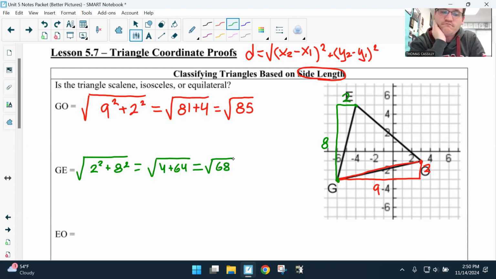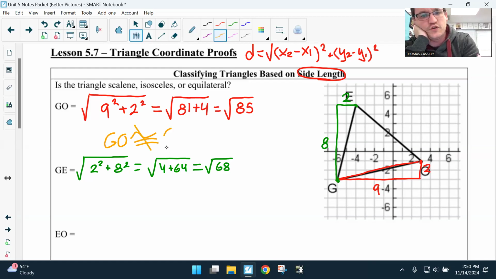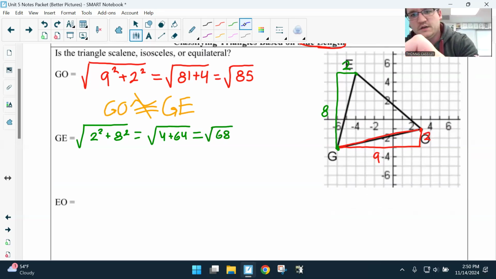I don't know what the square root of 68 is, but what I do know is it's not the same thing as the square root of 85. Those are two different numbers. So just off these first two, we can say GO is not congruent to GE. We already know it's not an equilateral triangle, but it could be one of the other two. So we need to confirm that. Let's figure out what EO is.